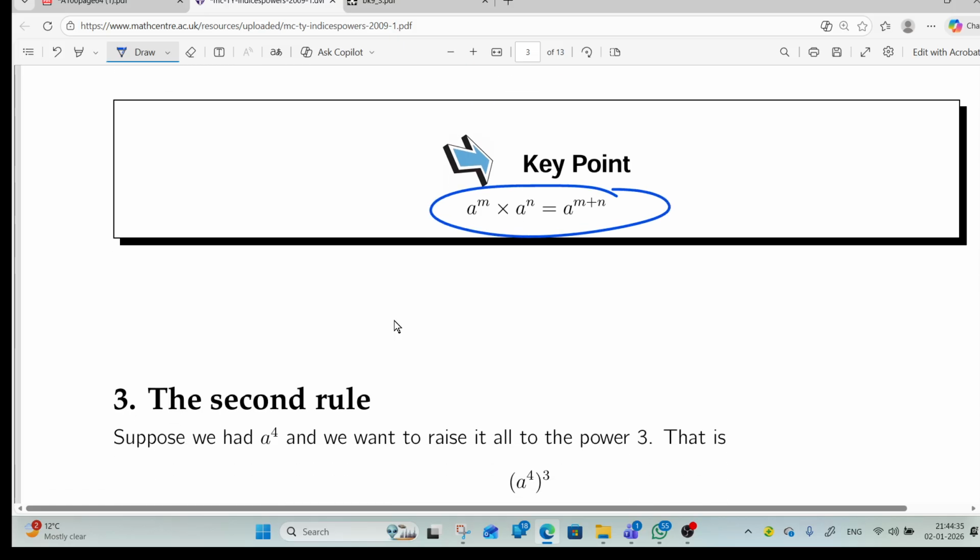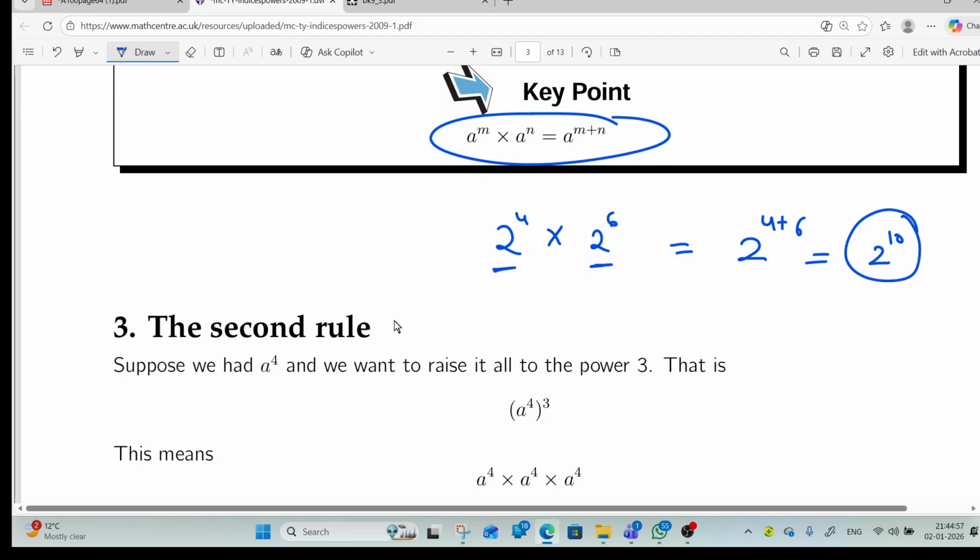Let's understand with the help of an example. For example, 2 to the power 4 times 2 to the power 6. The base is the same, 2 and 2, right? So we write it once and we add the powers, 4 plus 6, which is 10. So the answer would be 2 to the power 10. Clear? Very good. Can you tell me 3 to the power 2 times 3 to the power 1? How much is that?